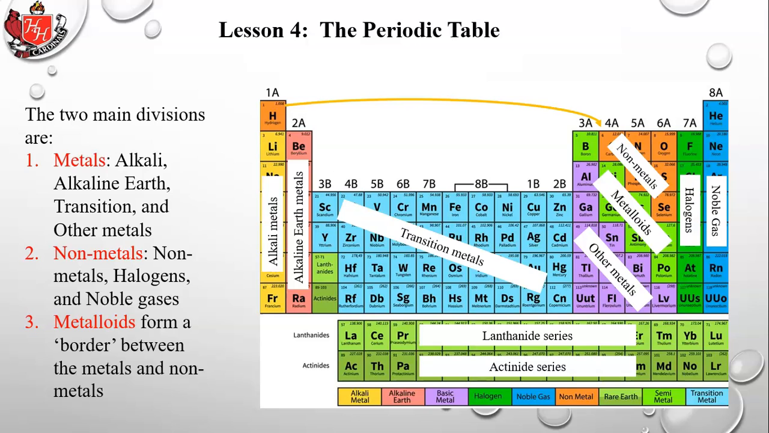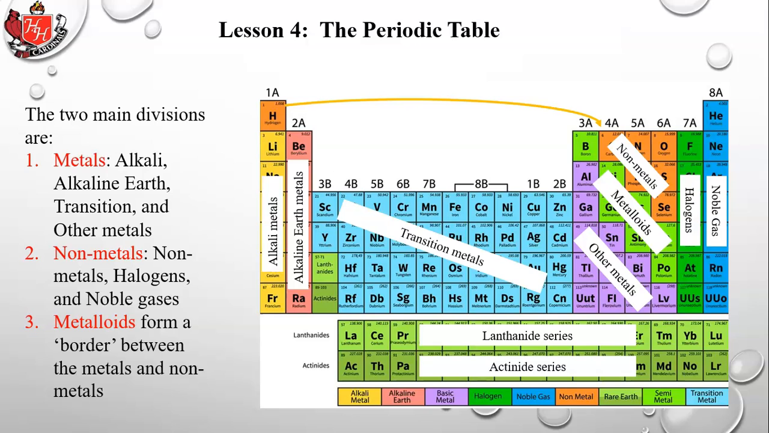The 2 main divisions are the metals: the alkali, alkaline earth, transition, and other metals. So those are the ones you see basically on the left 3/4 of the periodic table. Now, even though they take up most of the periodic table, they are not a majority of the mass of the universe in terms of elements.